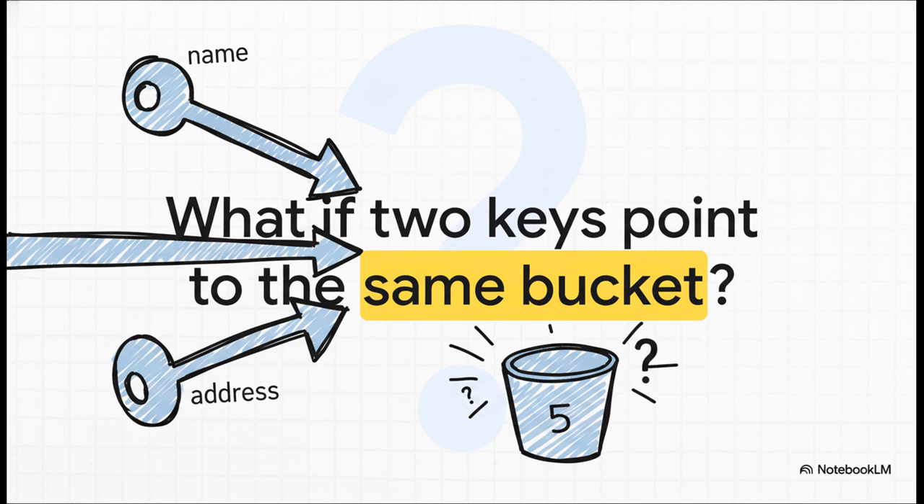Okay, but wait a second. This brings up a pretty big question, right? What happens if two totally different keys, let's say the words apple and banana, go through the hash function and, just by chance, end up with the exact same number? Do they fight over the same bucket?